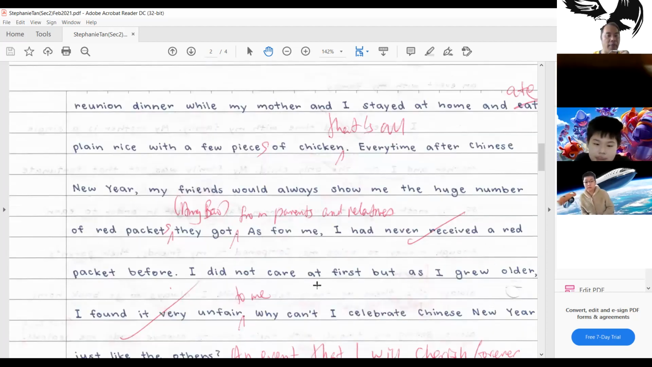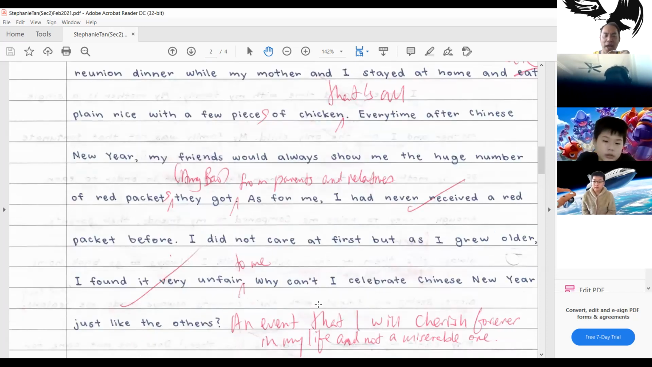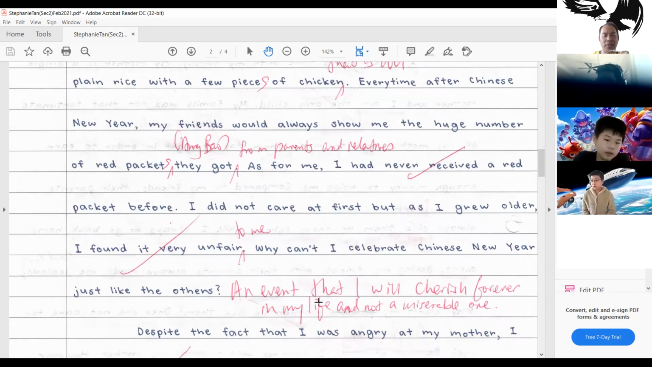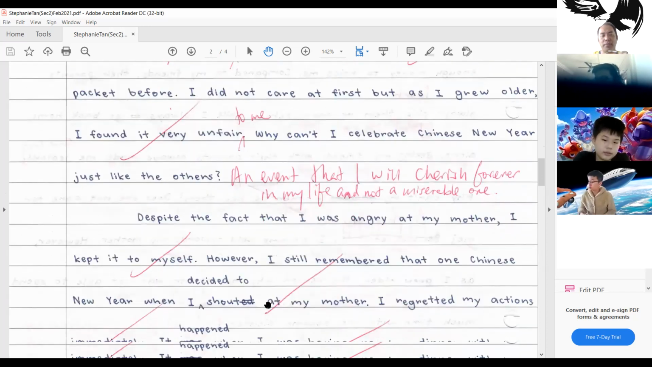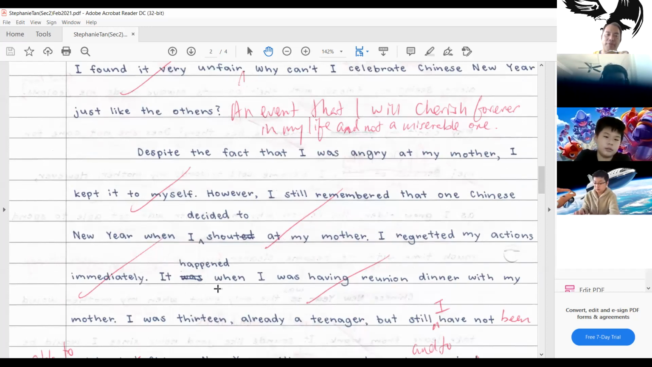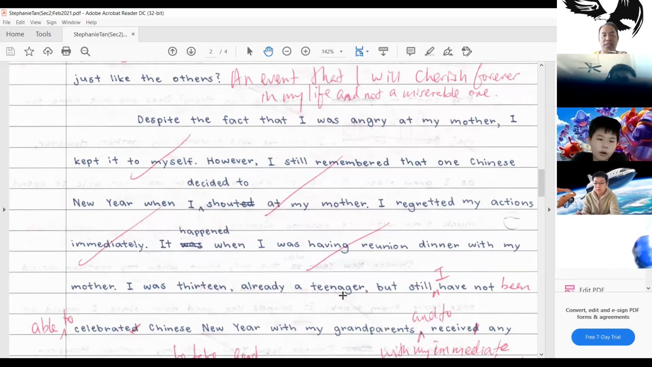As for me, I had never received a red packet before. I did not care at first, but as I grew older, I found it very unfair to me. Why can't I celebrate Chinese New Year just like the others? An event that I would cherish forever in my life and not a miserable one. Despite the fact that I was angry at my mother, I kept it to myself. However, I still remember that one Chinese New Year when I decided to shout at my mother. I regretted my actions immediately.